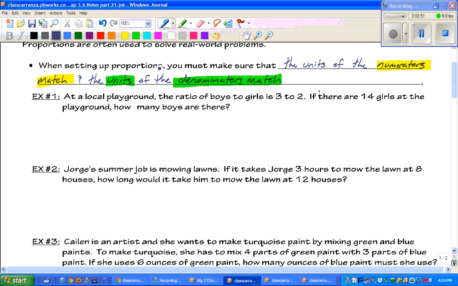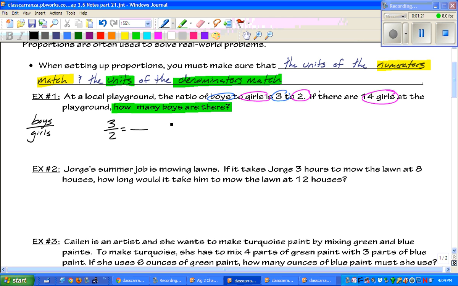At the local playground, we have the ratio of boys to girls. Right away, I know that's going to be my proportion, boys to girls. It's 3 to 2. If there are 14 girls, they want to know how many boys. So we set up the proportion. We know there are 3 boys to 2, and that's going to equal x over 14 girls. So that goes on the bottom, and now we have our x.